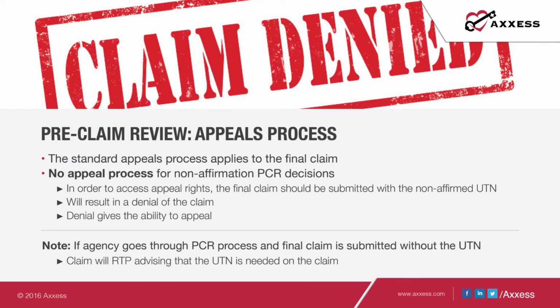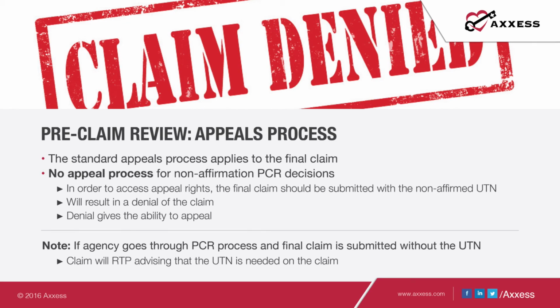Appeals process. Remember, the standard appeals process applies to the final claims. There will be no appeal process if you have a non-affirmation decision. The only way you can get the appeal rights is if your final claim is submitted with a non-affirmed UTN, then you'll get a denial on the claim, and then that denial will give you the ability to appeal.